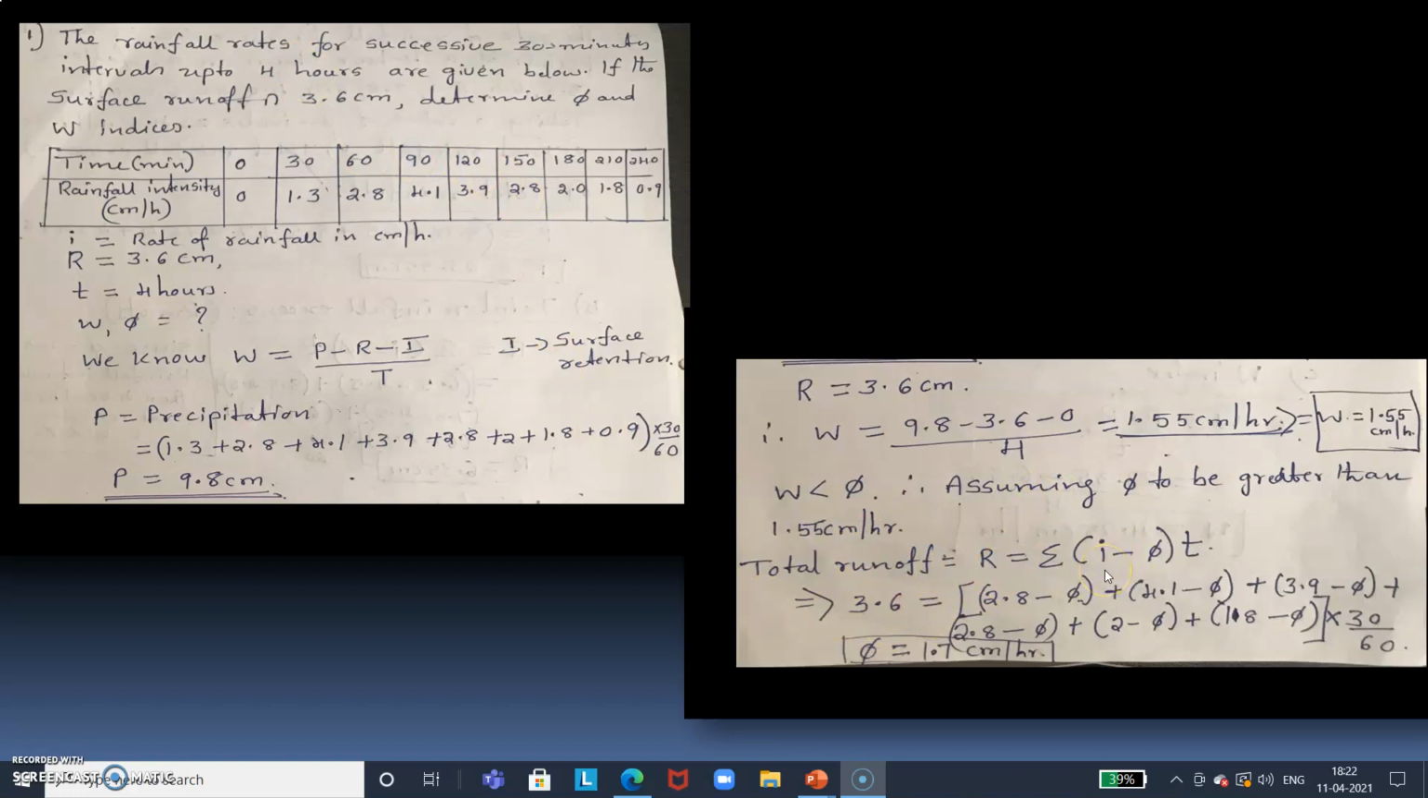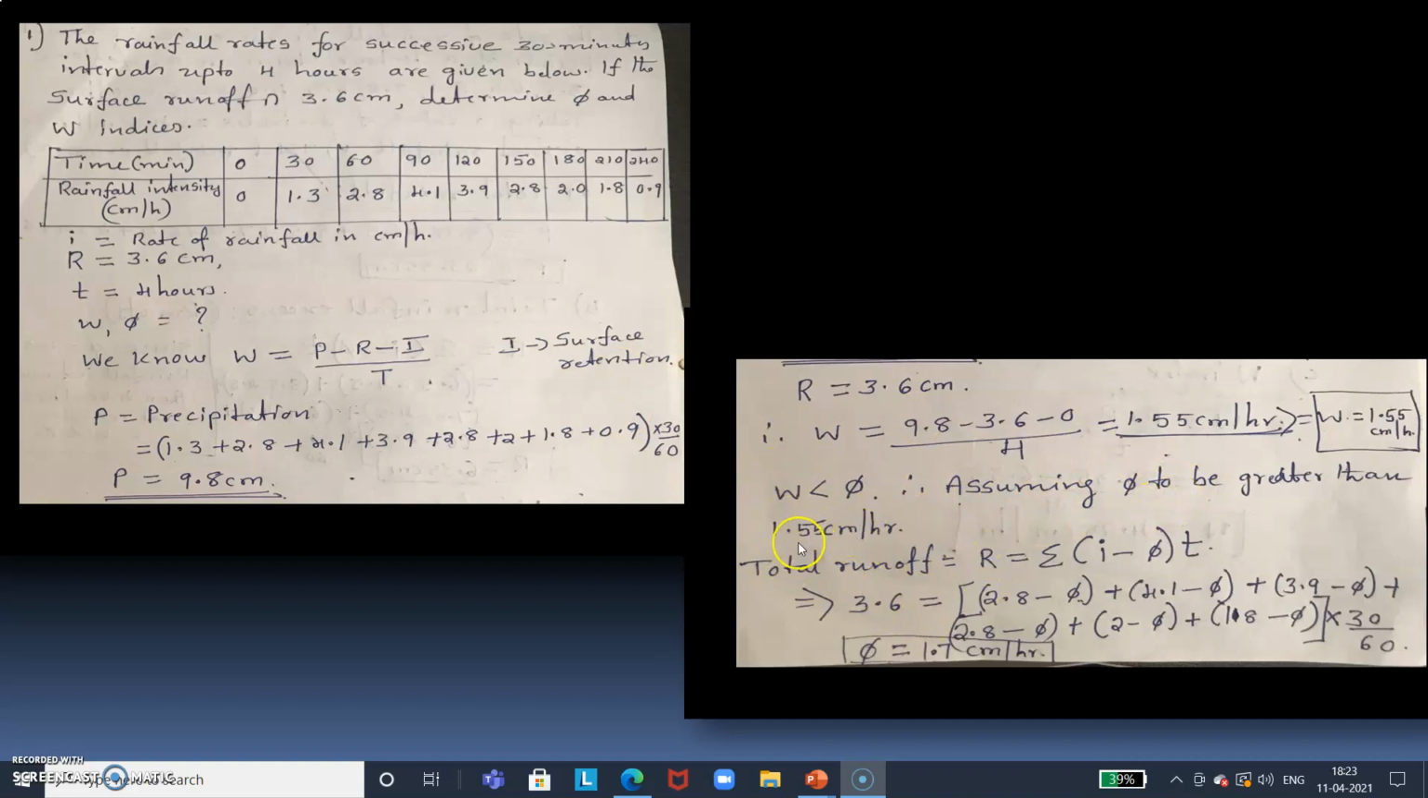Now here what you have to consider is that precipitation greater than 1.55 centimeter should be considered, because W index is less than phi index. We cannot consider values less than 1.55 centimeter. What happens if we consider, suppose, the first precipitation, I = 1.3, minus this 1.55? Then it becomes a negative value. So always we have to consider the phi value which is greater than the W value.